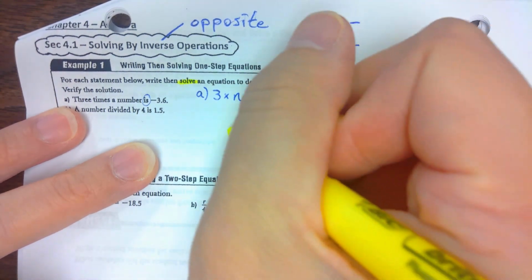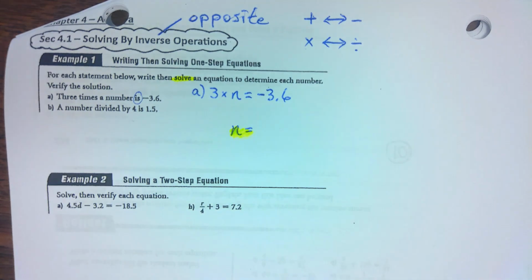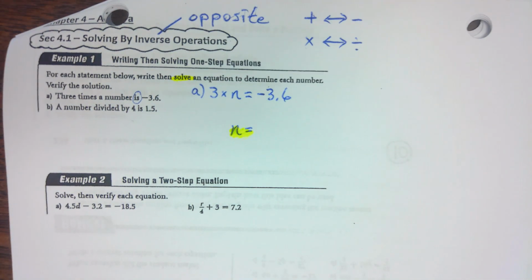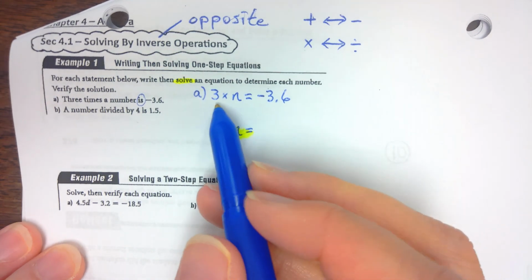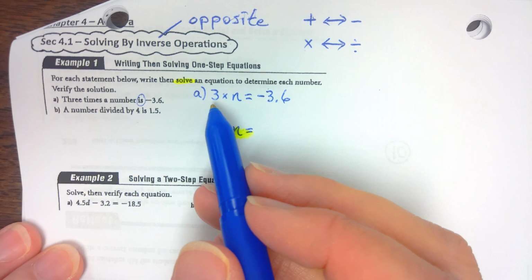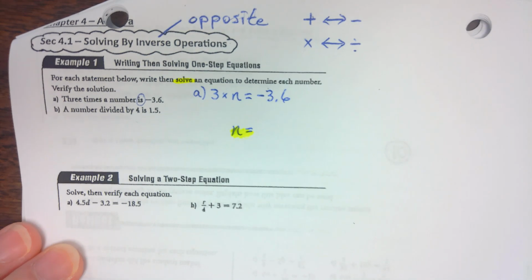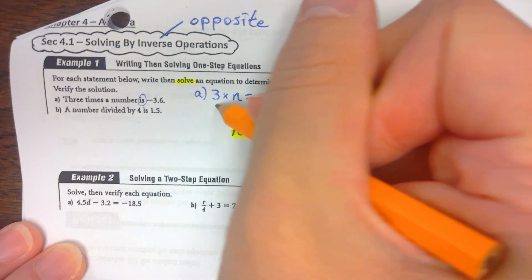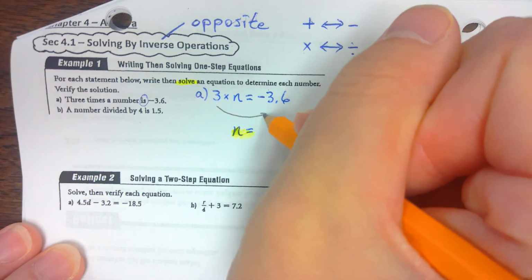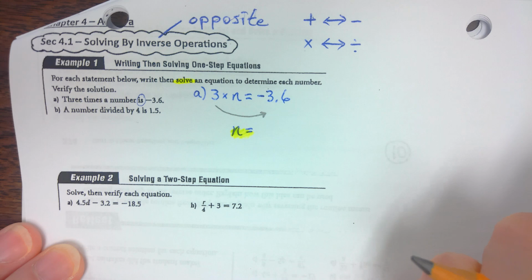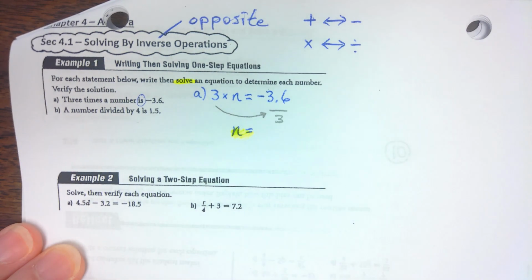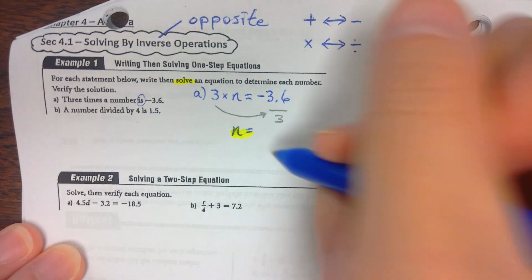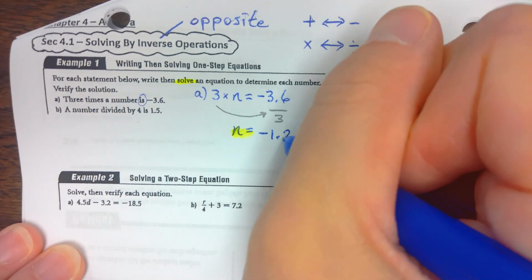Solve means I want to find out what that variable equals. So if I want n by itself, that means I have to move away this 3. And how do we move it? We do the opposite operation. What do we say is the opposite of times? Yep, divide, right? So I'm going to just divide it by 3 here. Negative 3.6 divided by 3, I get negative 1.2.